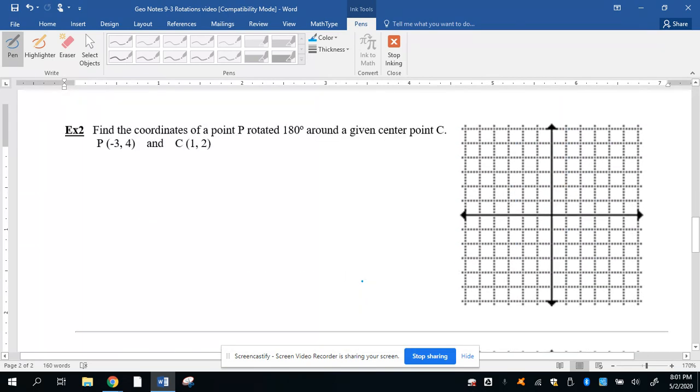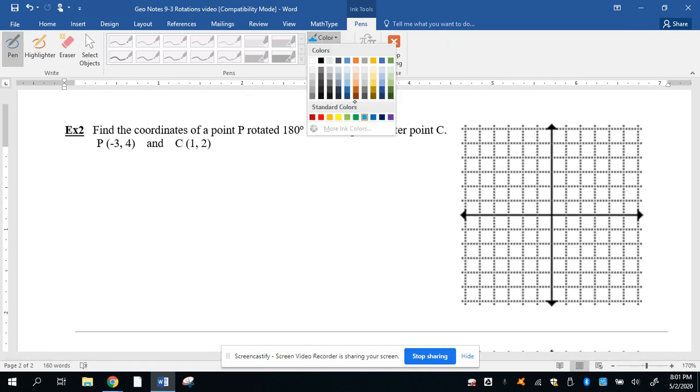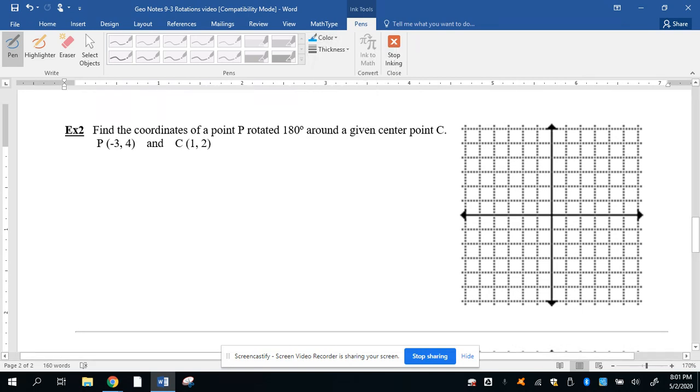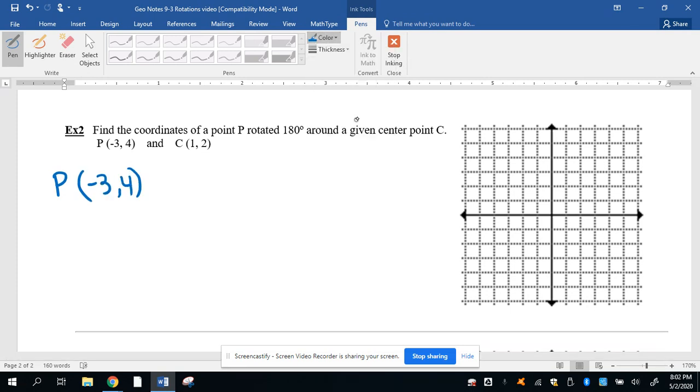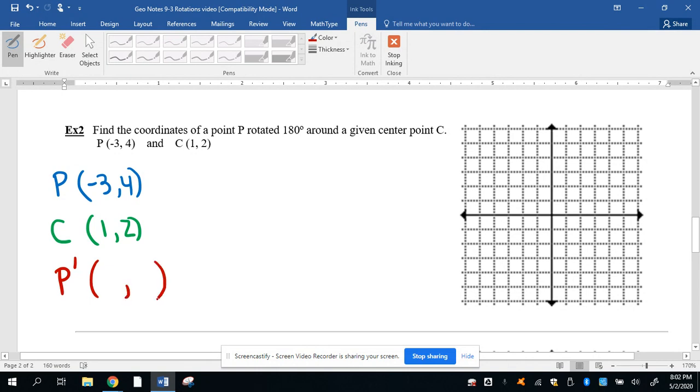So let's go ahead and do number 2. And we'll take it like we really understand the concept. Find the coordinates of a point P rotated 180 degrees around a given center point C. We can recognize this is just a midpoint problem where I have my original endpoint, which is P. I have my center of rotation, which we can understand conceptually is our midpoint, and we just need to find out what the other endpoint is, which is also called our image.